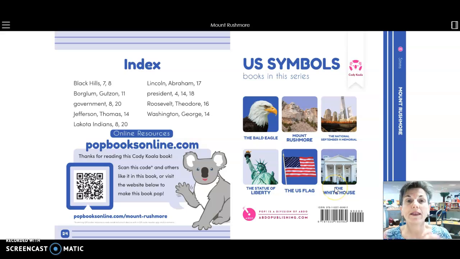I bet if you went in my ebooks on Mac and Via and looked up The Bald Eagle, you could read that book right there about it. And then the 9/11 memorial that's in New York City, Statue of Liberty, the flag, of course, the White House. So if you want to do some further reading, you can do it in Mac and Via. And I bet you guys have kind of run out of books and maybe some things to do, right? So just remember that is a great resource to read.